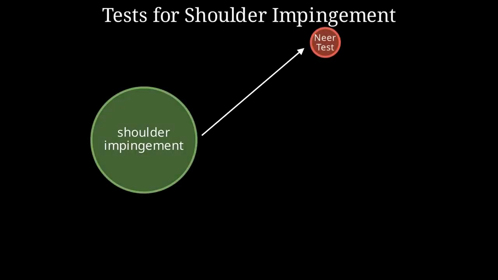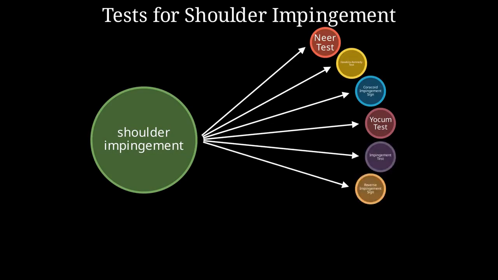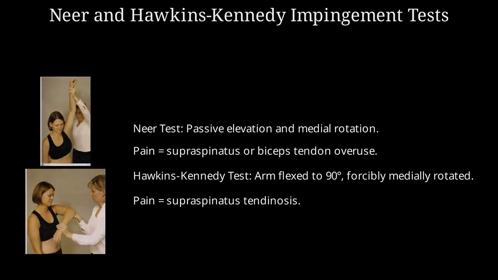Shoulder impingement is evaluated with the Neer impingement test, Hawkins-Kennedy test, coracoid impingement sign, Yocum test, impingement test, reverse impingement sign, posterior internal impingement test, and internal rotation resistance strength test, IRRST. The Neer test involves passive elevation and medial rotation of the arm. Pain indicates supraspinatus or biceps tendon overuse.